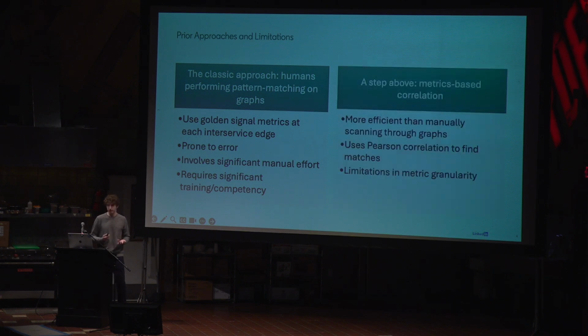So a step above this is performing metrics-based correlation, as you might have done at your own companies as well. With this, we feed in a number of metrics that we know can help us understand why a problem is happening. And it's more efficient and more reliable in finding patterns than a human scrolling through all these graphs. You can use techniques like Pearson correlation to find positive or inverse correlations that a human might miss. However, there are still limitations in this approach, as I'll show in the next slides, where I show a bit of a contrived example.